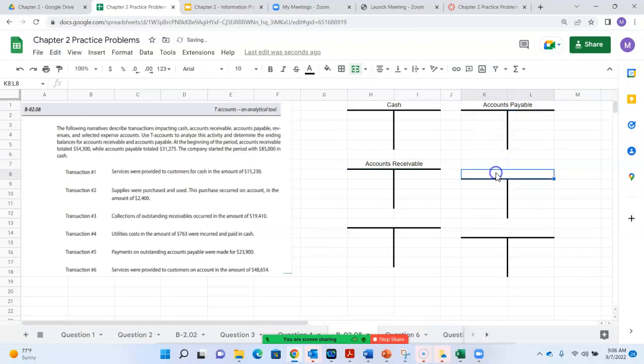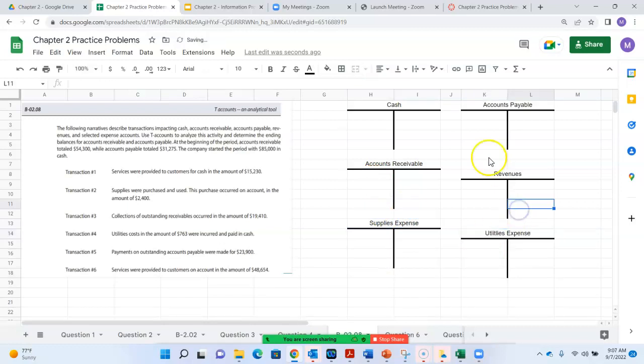We are going to have revenues. And then let's put our expenses down here. We'll have a supplies expense, they tell us. Well, they don't specifically say supplies, but I'm kind of giving you a hint. We're going to have a supplies expense, and we're going to have a utilities expense. So let's walk through this together.